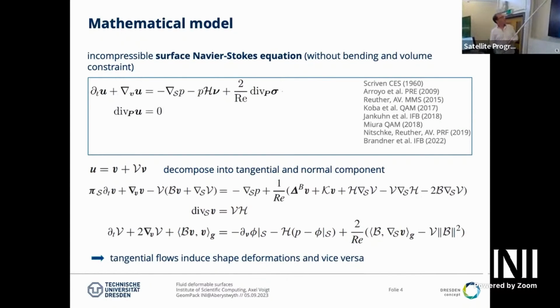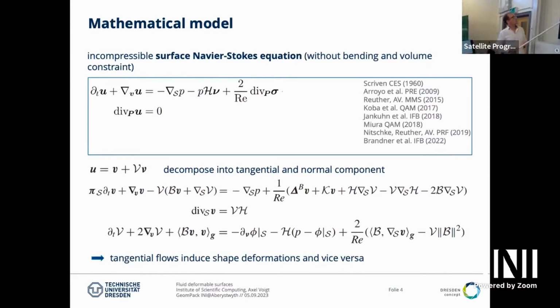Okay, now one nice way to understand what's going on is to decompose this velocity into a tangential component and a normal component. So nu is the normal, that's the normal velocity.